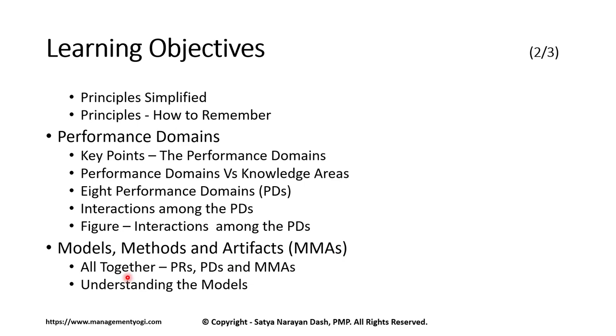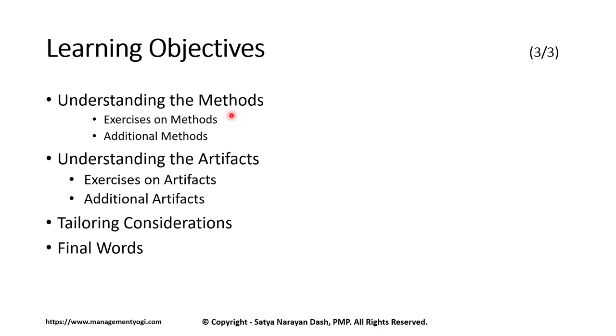That is, the principles will be sitting on top. Below that, you'll have the performance domains. Below that, you'll have the models, methods, and artifacts. We'll understand the methods. We'll have an understanding with respect to artifacts. As I said, for methods and artifacts, we have seen 70 to 80% before.